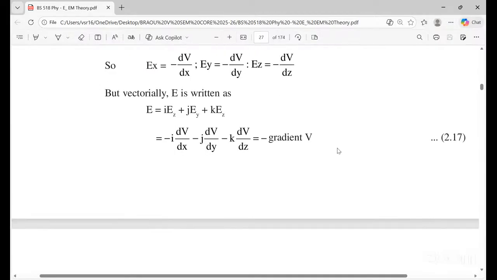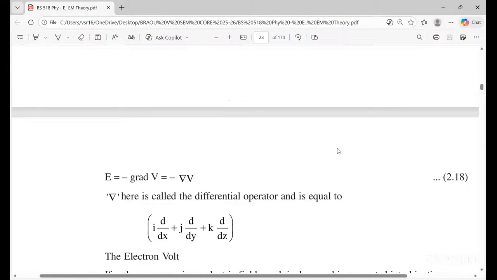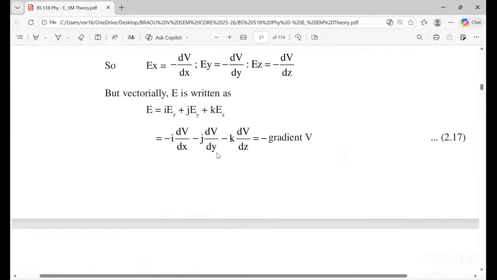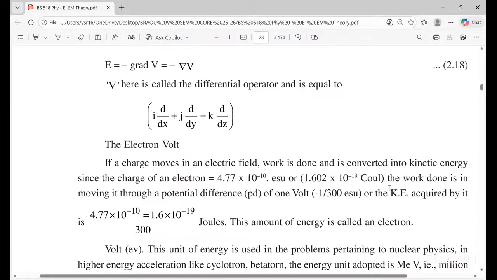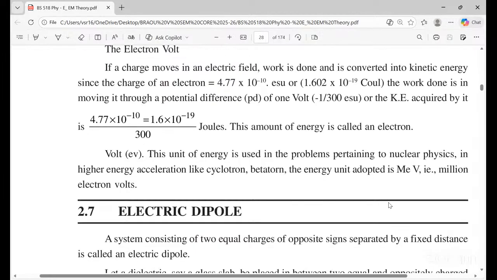E value should be like this. That means E equals minus gradient of potential. Gradient is nothing but i ∂/∂x plus j ∂/∂y plus k ∂/∂z. This may be written as del. Del is an operator which is going to operate on the potential V value.